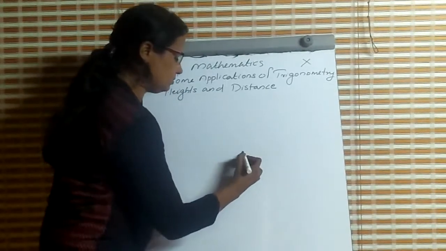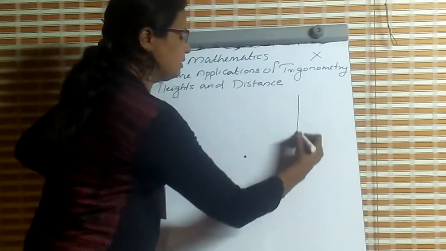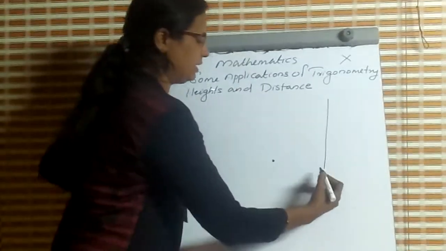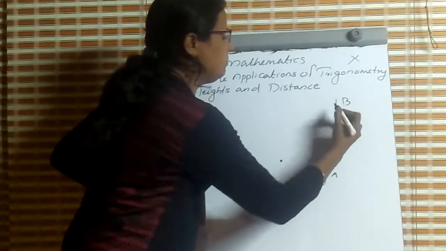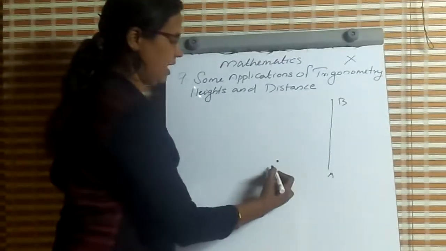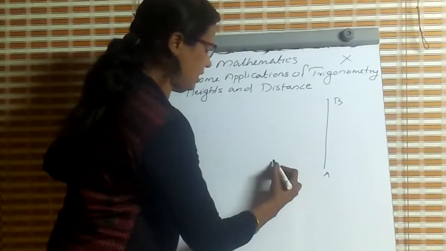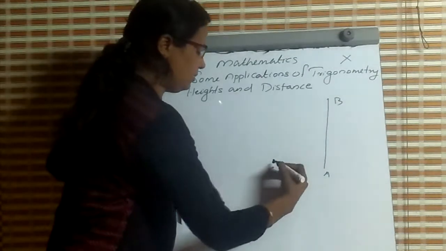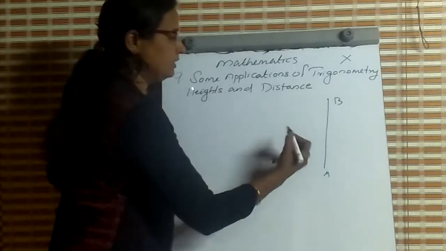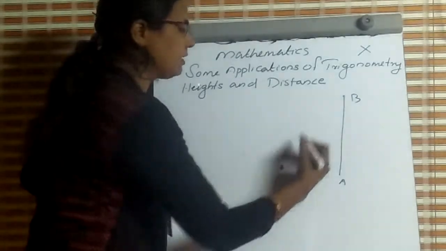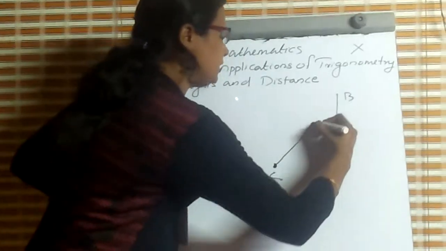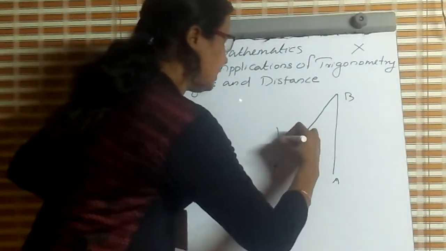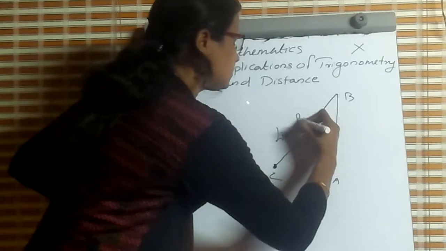Suppose a man is observing the top of a hill. Here AB is the hill. Its top point is B and the position of the man is at the point C. He observes the top of a hill. His eye point is here. The line drawn from his eye point to the object viewed, that means to the top of the hill, is called the line of sight.